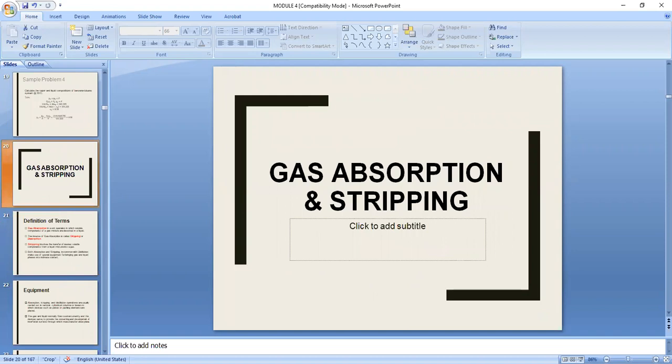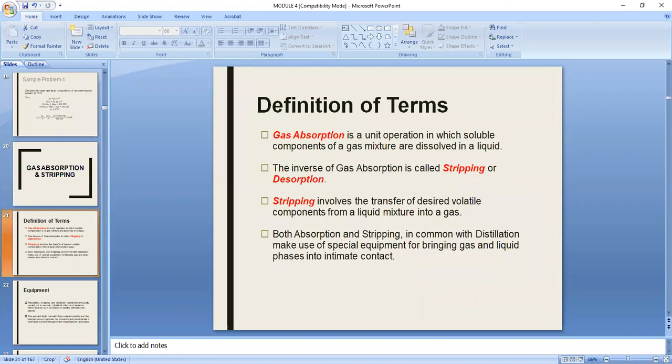Now we go to gas absorption and stripping. So when we speak of gas absorption, it's this unit operation in which the soluble component of a gas mixture is being dissolved in a liquid. So your feed is the gas and your solvent is liquid. So the inverse of gas absorption is called stripping or desorption. Now the transfer this time is from the liquid using a gas or solvent. So that involves the transfer of desired volatile components from a liquid mixture into a gas.